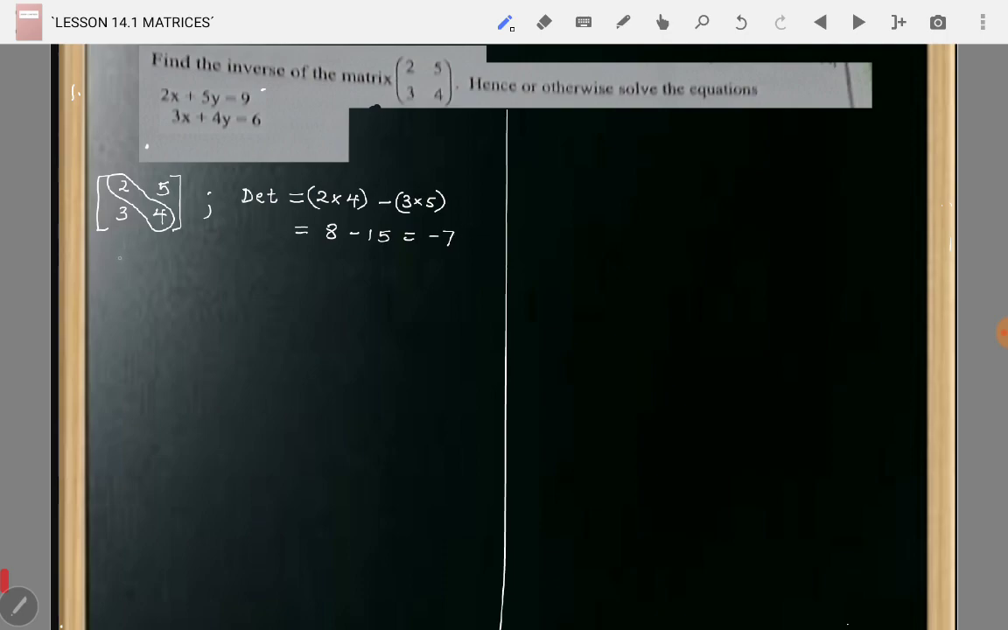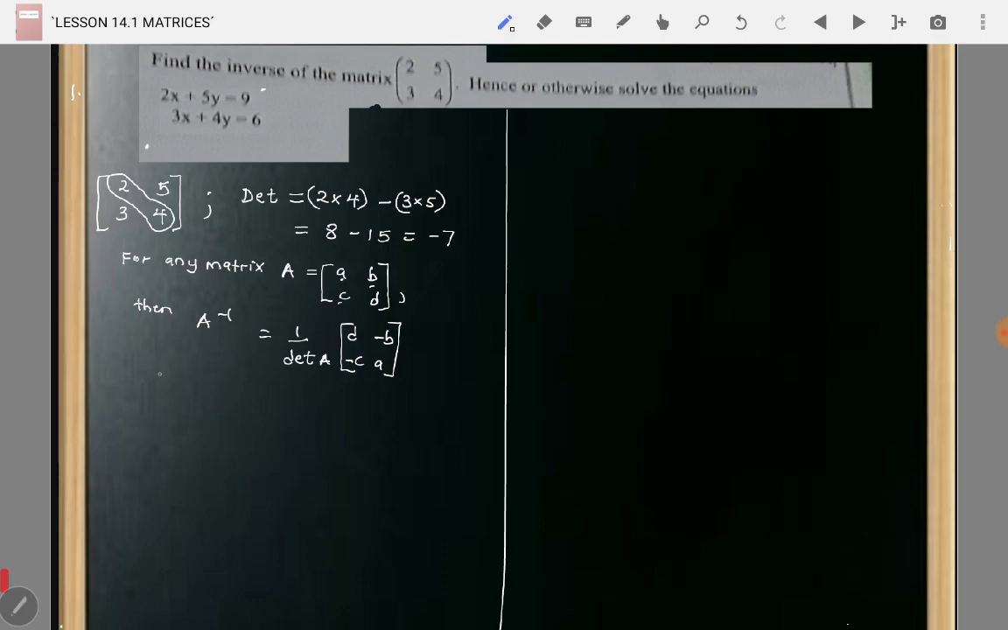Then we can use the rule that for any matrix A equal to A, B, C, D, A inverse is given by 1 over determinant of A into D, negative B, negative C, A. Meaning that for us to get the inverse of any matrix, we take 1 over the determinant into, for the main diagonal, we interchange the values, so that where there was A, we take D, where there was D, we take A. The other diagonal, which is occupied by B and C, we don't interchange them. However, we change the sign that they are having.